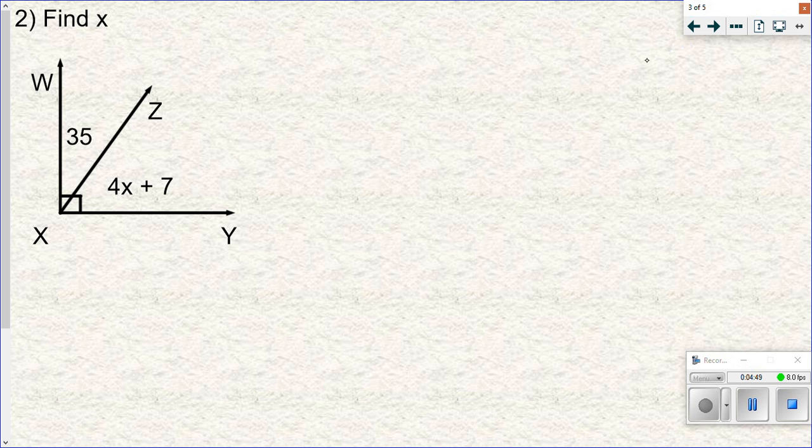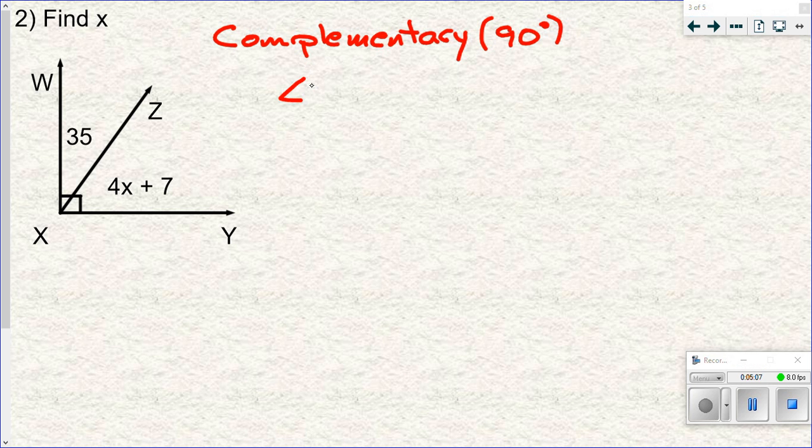All right, so when you see this, you've got a right angle that's been split. So you should be thinking complementary. Complementary means two angles whose sum is 90 degrees. So we're going to do the same thing we did before. So again, we know that angle WXZ plus angle ZXY is equal to 90 degrees. That's what the box here tells us.